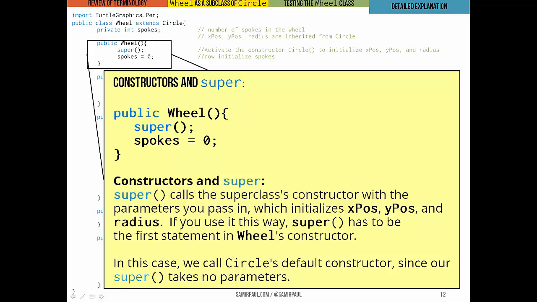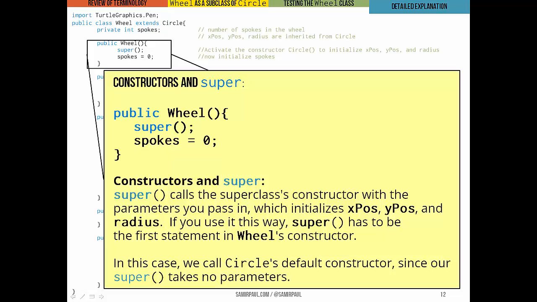Okay, now the constructors in the wheel class explicitly initialize the variable spokes. That's the new instance variable we added to the wheel class. But we use the constructors in the superclass circle to initialize all the other remaining variables. That's x position, y position, and radius. The way we do this is by using the keyword super. Super activates the constructor that we want in circle. In other words, it activates the superclass's constructor. And whatever parameters we pass it determine which constructor in the superclass circle will be called.